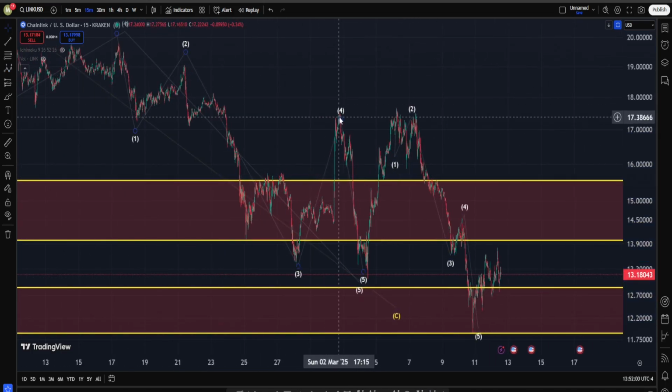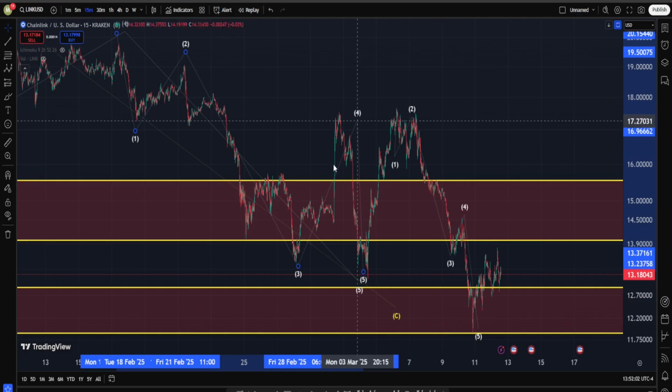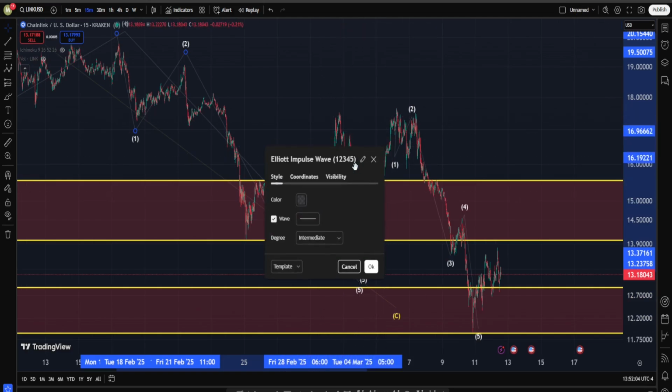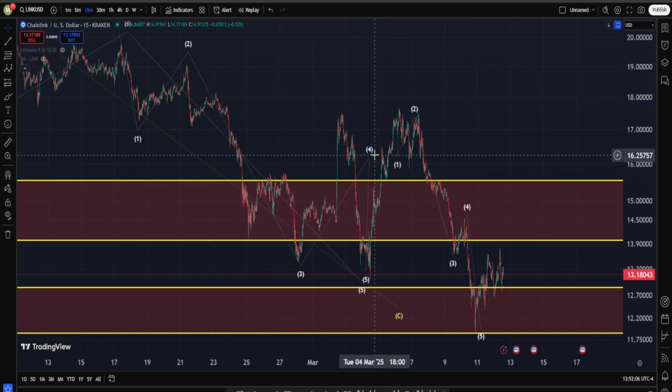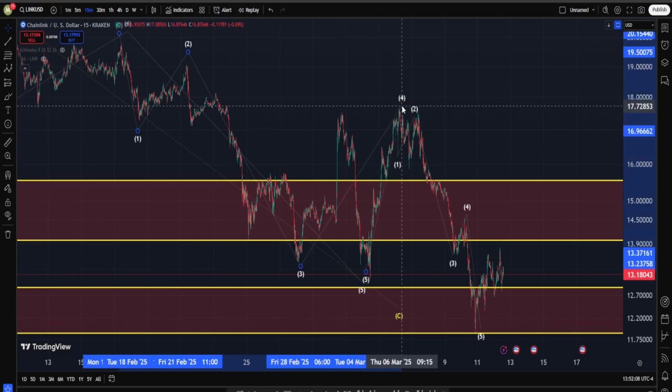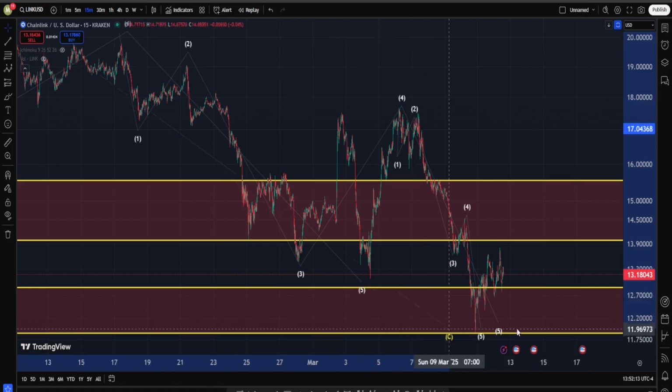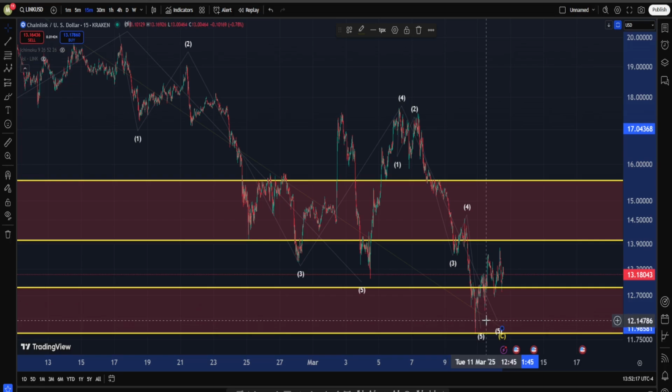And I think you can also have a decent argument of having in this structure maybe like an ABC flat, or maybe some sort of a WXY, doesn't really matter. And you can say this is going to be the end of our wave 5. And based on this, well, okay, our ABC on the downside is over and the bottom is in. But this doesn't really matter a whole lot.